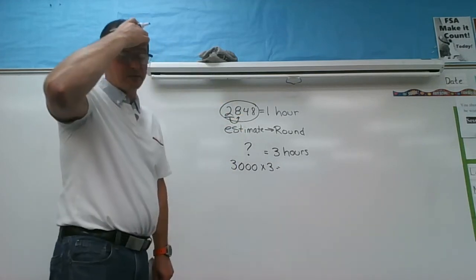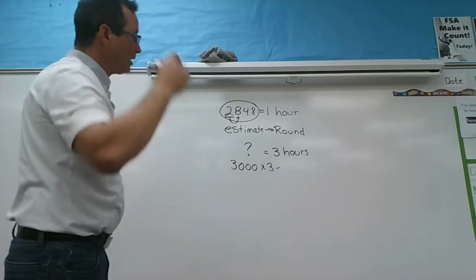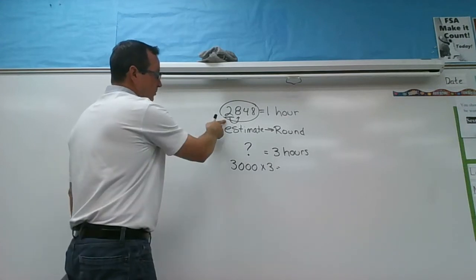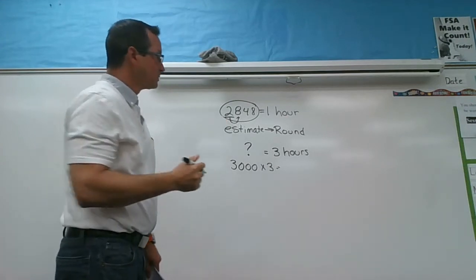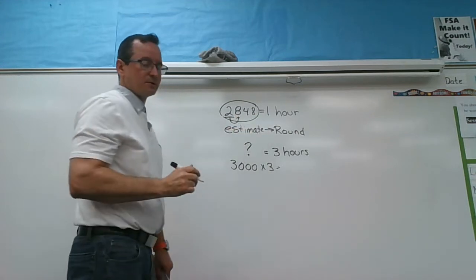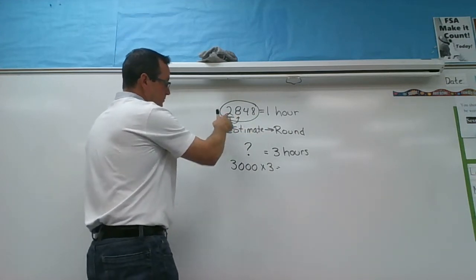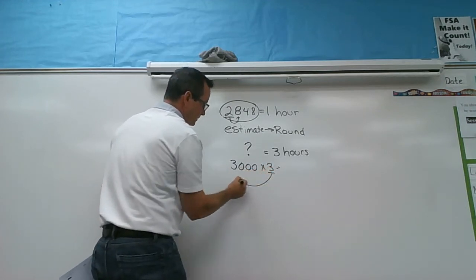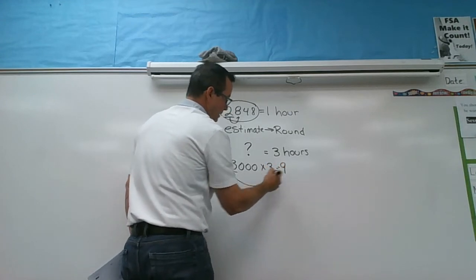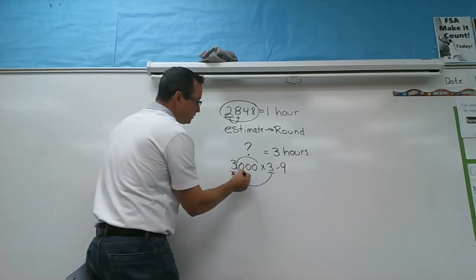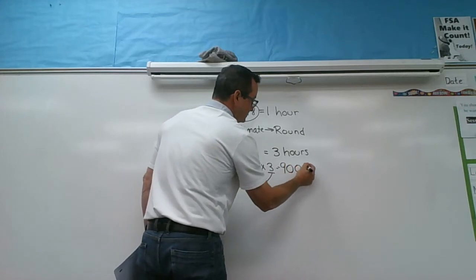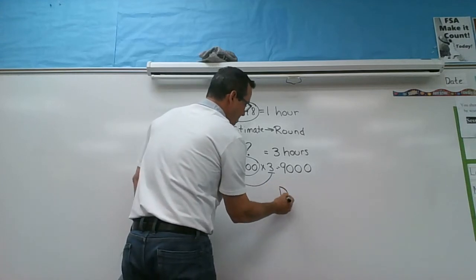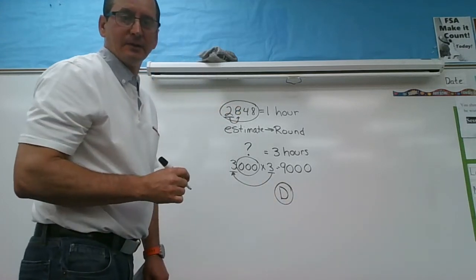Remember that when we round to the thousands, you have to look at the number behind the number that you're going to round. 5 or greater, add one more to the number that you're rounding. 4 or less, let the rest become 0. So we round this up to the nearest thousand, which is 3,000. So 3,000 times 3: 3 times 3 is 9. Now we notice that we have 3 zeros here. We're just going to add 3 zeros. And my answer is going to be letter D, my best estimate. That is D.